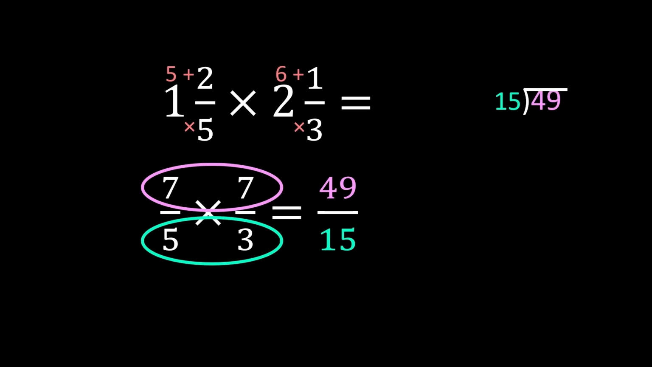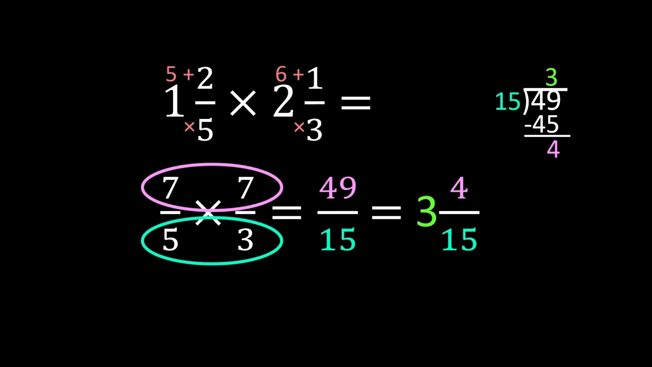So 49 divided by 15. 15 goes into 49 3 times. 3 times 15 is 45. 49 minus 45 is 4. So the quotient of 3 becomes our whole number. The remainder of 4 becomes the numerator, and the denominator of 15 remains the same.